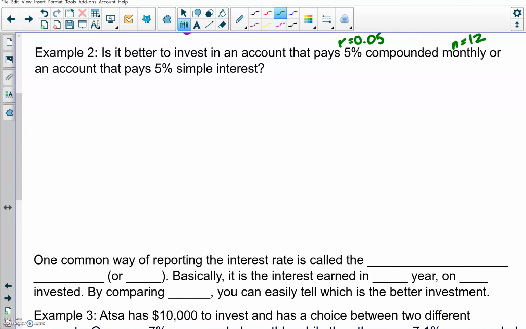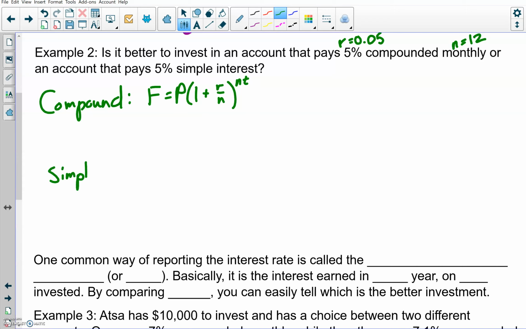So if I just start writing down the formulas here, I'm going to write down the compound formula. I know I'm going to use that at some point. So I'm going to have F equals P times (1 plus R over N) to the NT power. And then I'm also going to use simple interest as well, because they tell me that in the second part of the question. So I'm going to have F equals P times parentheses 1 plus RT.